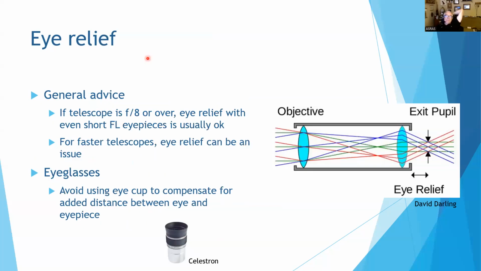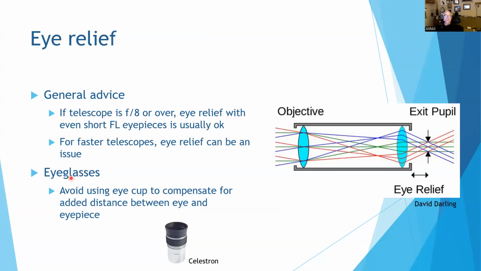With eye relief, the general advice is that if the telescope is relatively slow, f8 or over, even short focal length eyepieces are usually okay, but for faster telescopes, eye relief can be an issue. And it may be so short that it's difficult to maintain proper position.